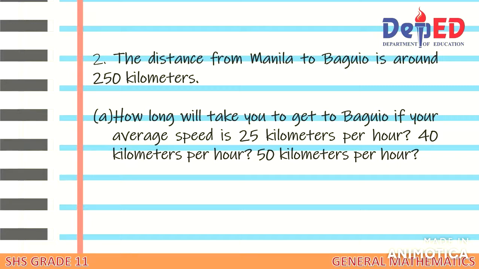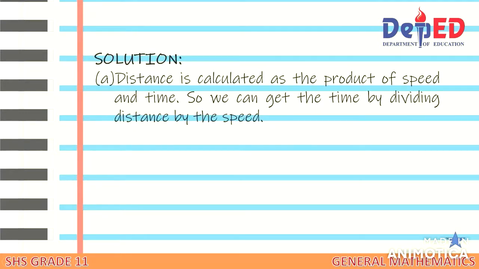So, we are asking about time here, right? How long will it take you to get to Baguio if given this number of kilometers per hour? Okay, if your speeds are 25, 40, and 50. So, the distance is calculated as the product of speed and time. So, ang magiging formula natin dito is D, or distance, is equal to speed times time. So, we can get the time by dividing distance by the speed.